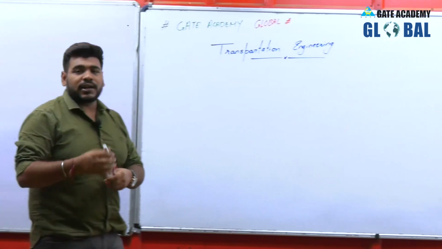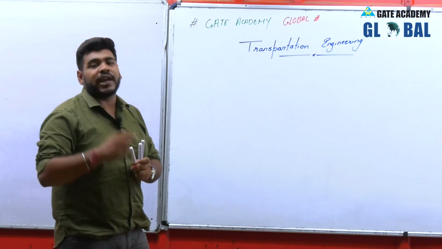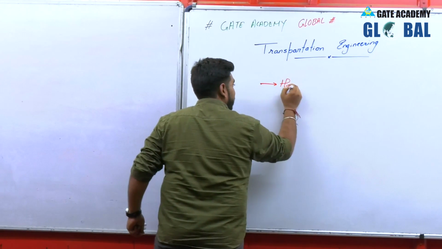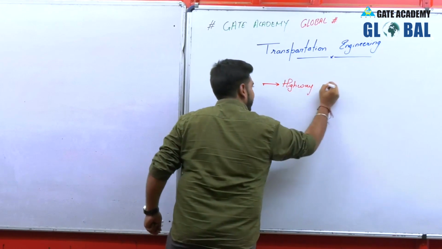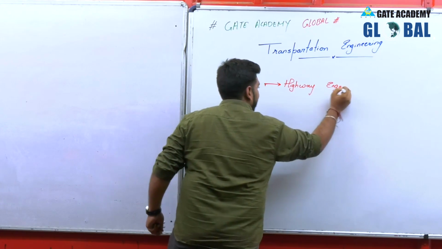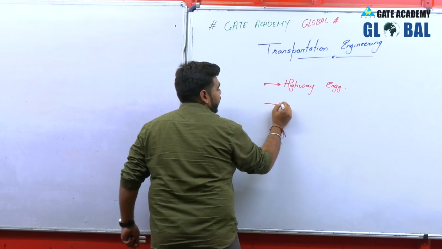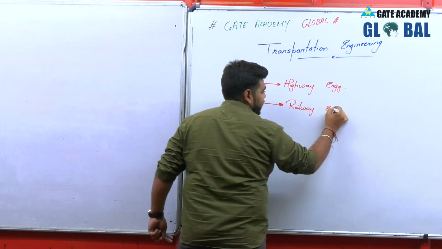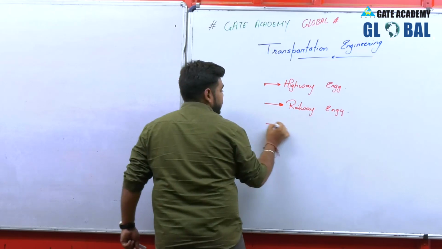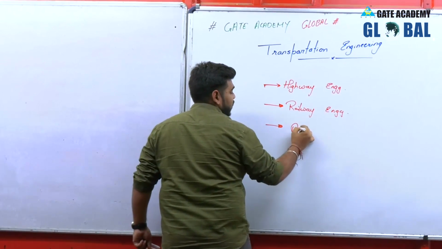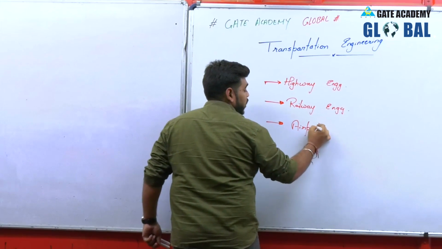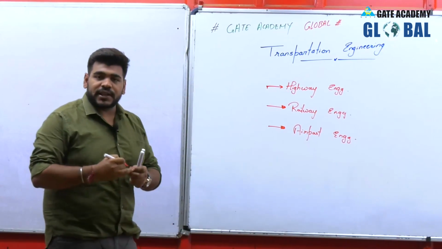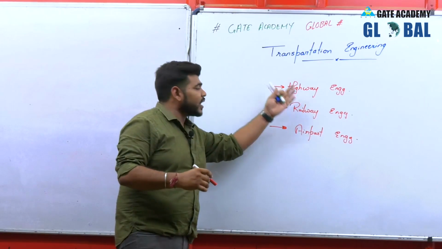So let's see, transportation engineering is bifurcated into three important parts. First is highway engineering. The second part is railway engineering. And the third part is airport engineering. These are the three parts in which the whole transportation engineering is bifurcated.